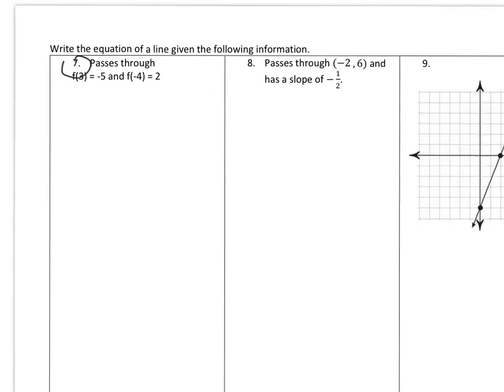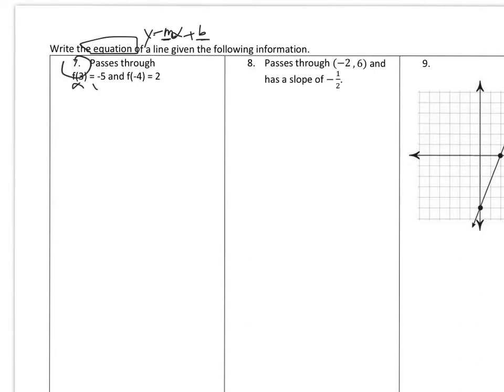Question 7, 8, and 9. Write the equation. Okay, so we're thinking y equals mx plus b. And we've talked about this many times in class. You need the slope and the b in order to write an equation. Okay, but 7 says passes through f of 3 equals negative 5 and f of negative 4 equals 2. Well, this is function notation. And we've only solved when we're given points. So let's rewrite it as coordinates.